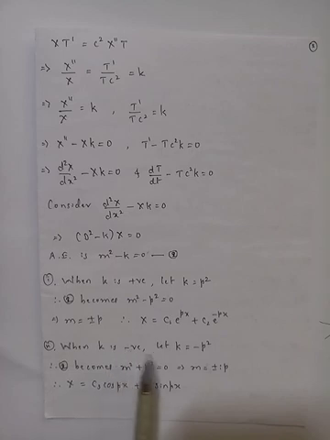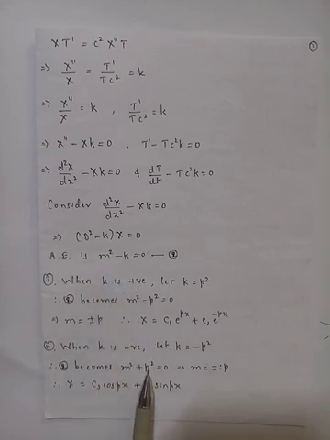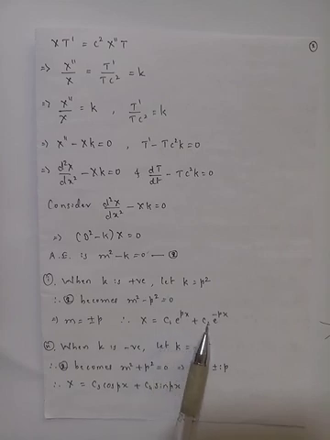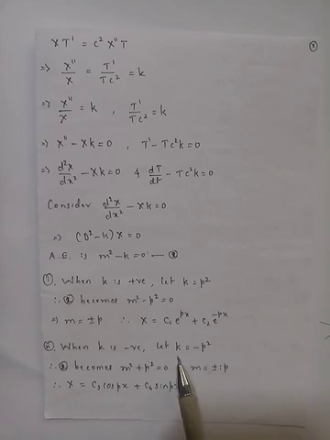When k is negative, we take the negative in the form of minus p square, then equation 2 becomes m square plus p square, then the roots are plus or minus ip, which are complex roots. For the complex roots, we write the solution as x equal to c3 cos px plus c4 sin px, where c3 and c4 are other arbitrary constants. This is the second solution when k is negative.